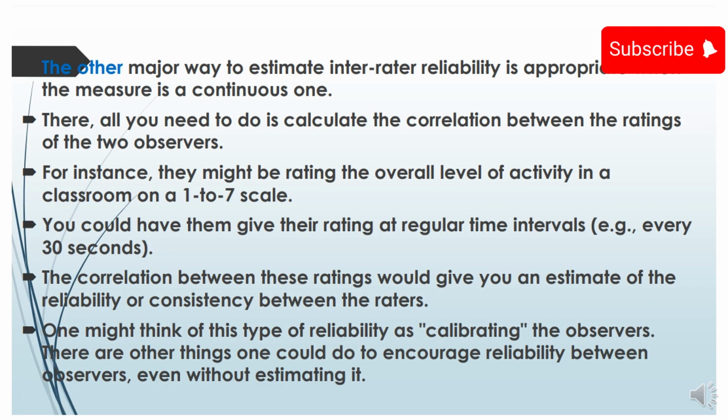The other major way to estimate inter-rater reliability is appropriate when the measure is a continuous one. There, all you need to do is calculate the correlation between the ratings of the two observers. For instance, they might be rating the overall level of activity in a classroom on a 1 to 7 scale. You could have them give their ratings at regular time intervals, for example every 30 seconds, and the correlation between these ratings would give you an estimate of the reliability or consistency between the raters.